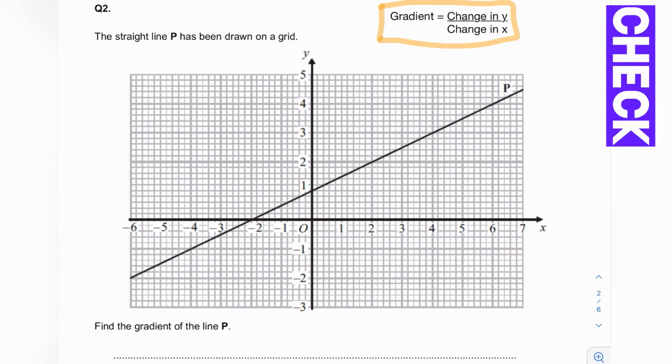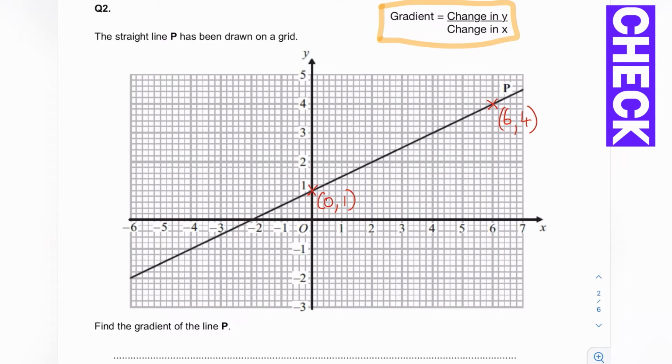Okay, so having a look at this second question, again we remember that formula at the top of our page. Gradient is change in y divided by change in x. So on this one I'm going to pick this coordinate here. My x ordinate is 6 and my y ordinate is 4. It doesn't matter which coordinate you pick on the line. Okay, the next coordinate I'm going to pick is here. My x ordinate is 0 because it's on my y-axis, and my y ordinate is 1.